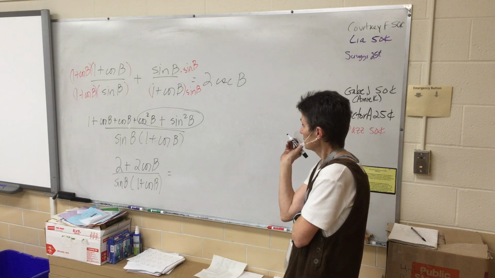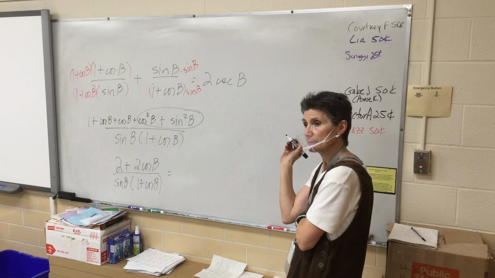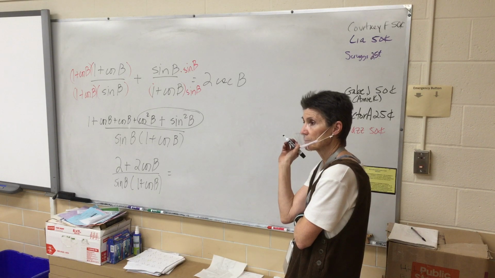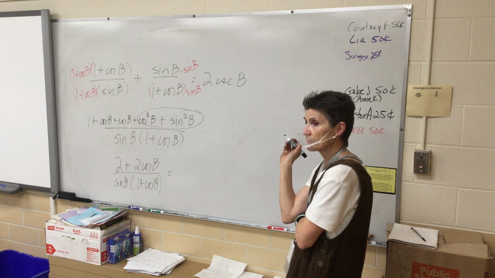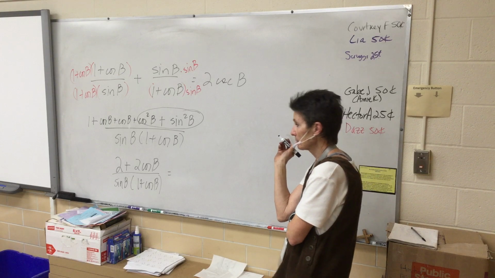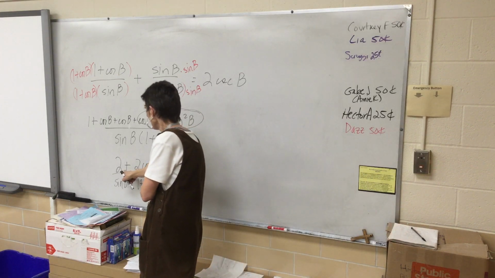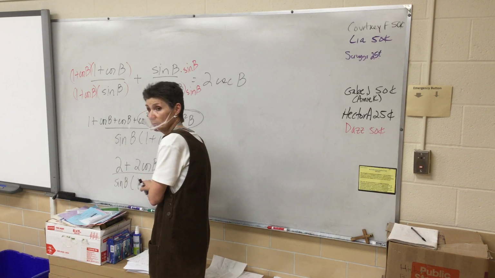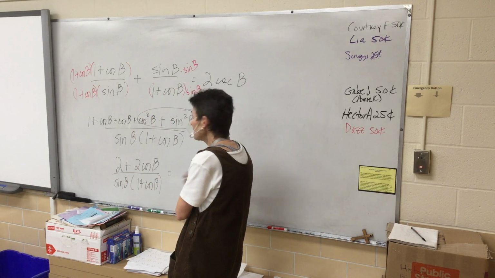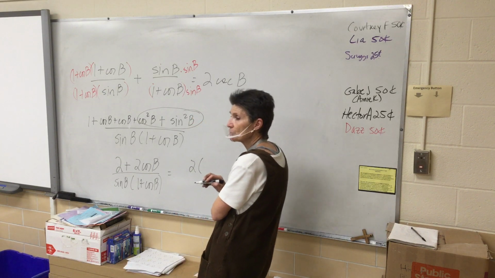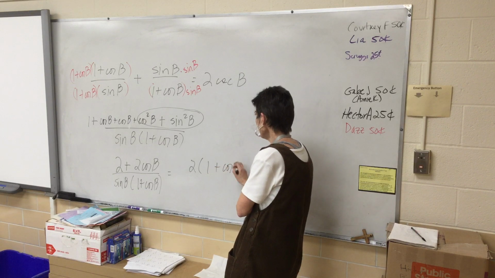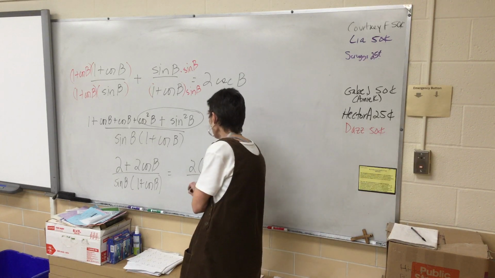Okay. We're almost there. What do you notice? What about this? Can I do anything with that? Factor out a 2? And what happens when I factor out the 2? I'm left with 1 plus cosine, which is exactly what I have in the bottom.